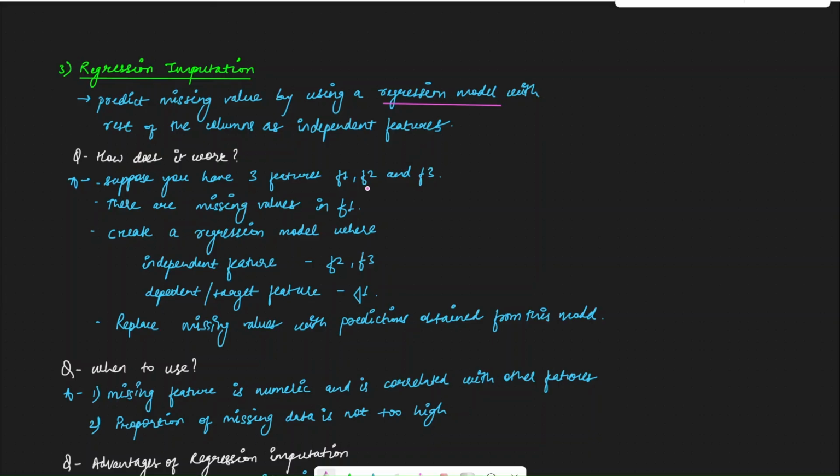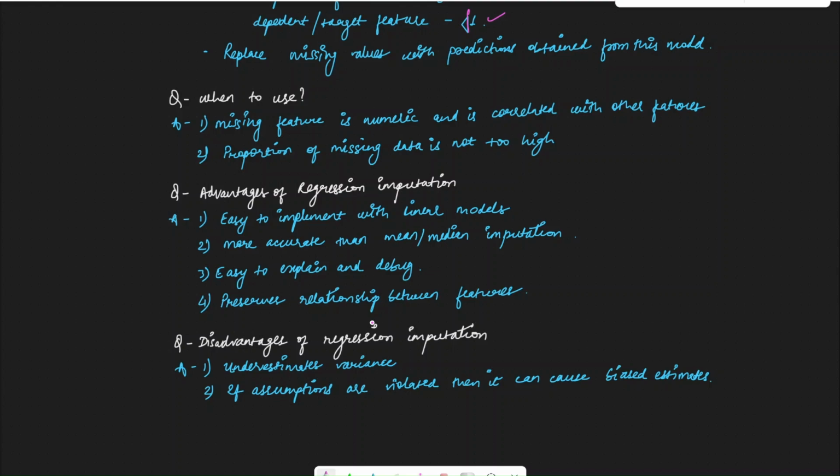Suppose we have three features, F1, F2, and F3, and there are missing values in F1. So we are going to create a regression model where F2 and F3 become our independent features and F1 becomes our dependent feature. So we are going to predict F1 values on the basis of these two, F2 and F3 values. Then we are going to replace this missing value with whatever prediction has been obtained from this particular model. So we are doing this process only one time. It comes as regression imputation, and if you repeat this process multiple times, then it becomes MICE.